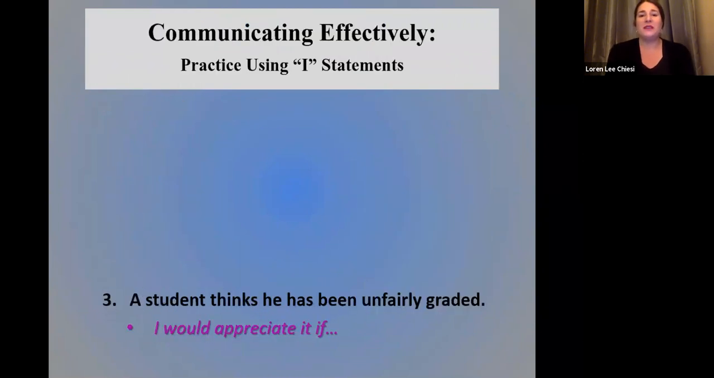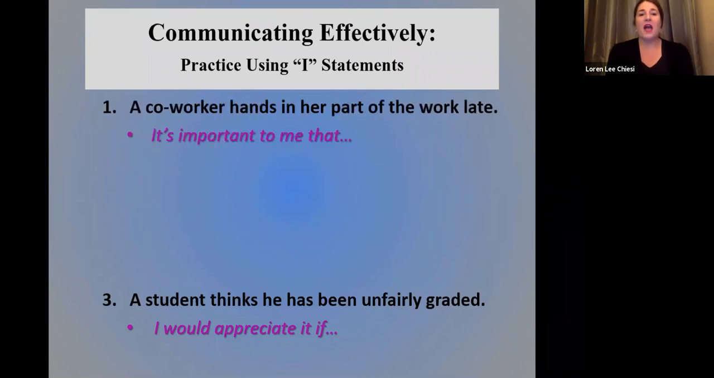So practice using I statements. A coworker hands in part of her work late. One of the things that you can say is, it's important to me that, I believe that. Things like this help you to start off the conversation so that you're putting the belief statement in your side of the conversation. It's important to me that we hand the work in on time. How can we get your work in on time is a good way of handling that. It's important to me that we submit the work on time. I like to hand my work in early so that everyone has the document or the project on time. Anything like that is really a great way to hedge a difficult conversation.